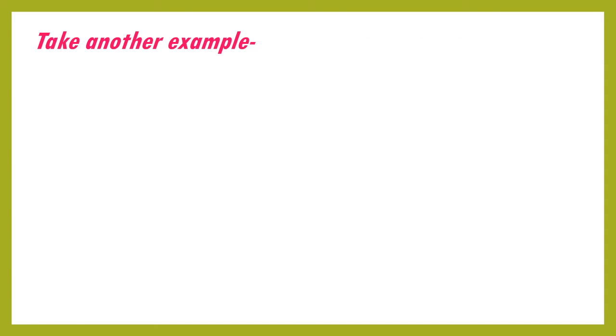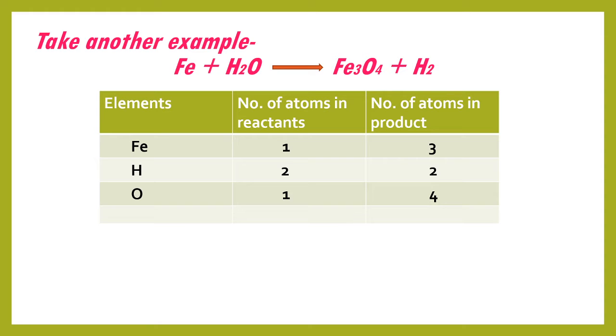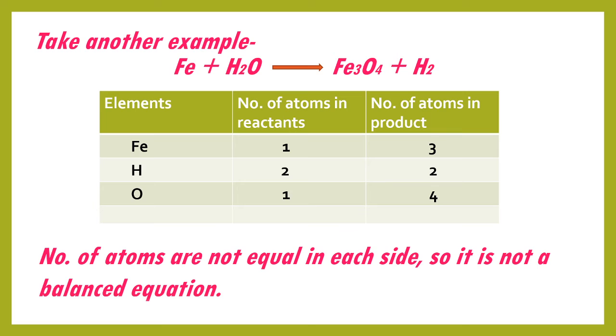Now we will take another equation as an example, that is Fe plus H2O gives Fe3O4 plus H2. Look at this equation, the elements present are Fe, H and O. In reactants, the number of atoms of Fe is 1, H is 2, O is 1. But in the product, the number of atoms of these elements is different from reactants. So it is not a balanced equation.